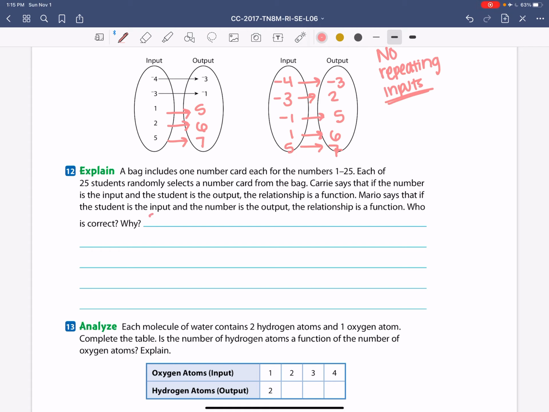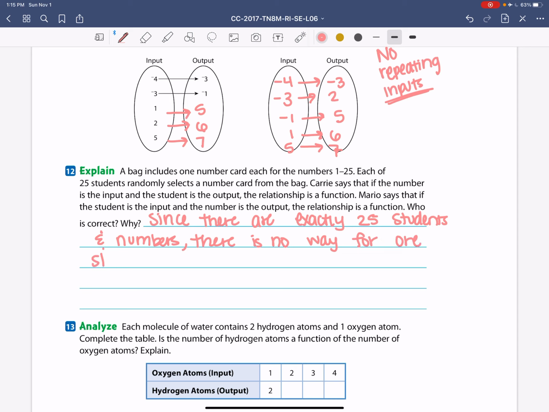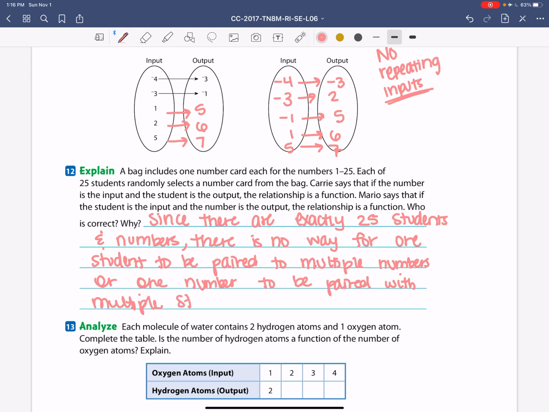Okay, so since there are exactly 25 students and numbers, there is no way for one student to be paired to multiple numbers or one number to be paired with multiple kids. So both relationships are actually functions.